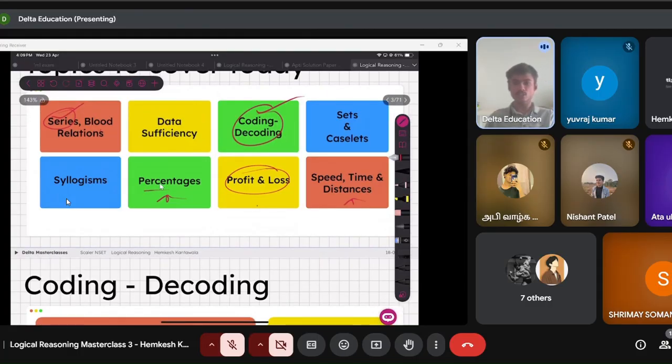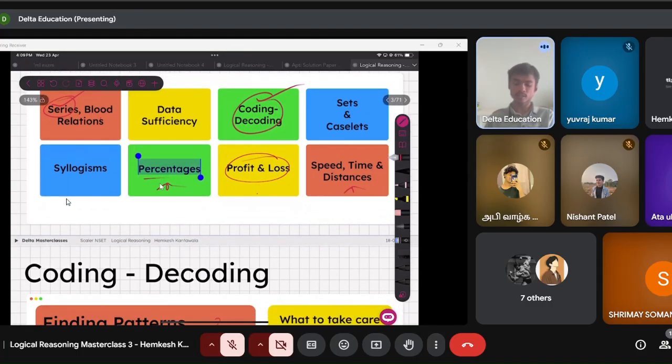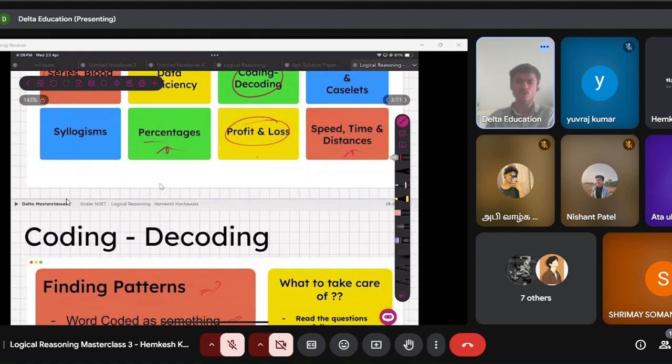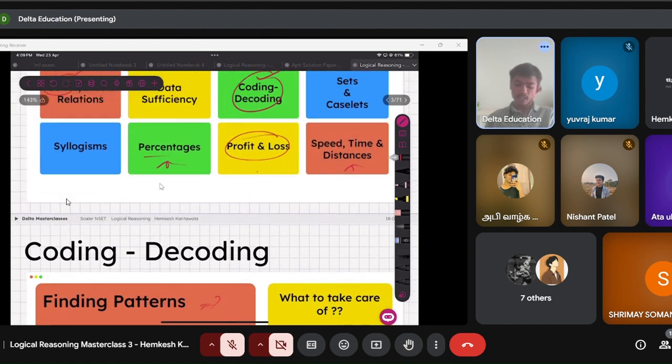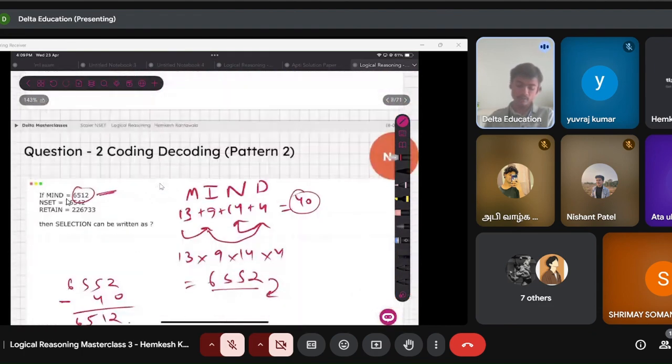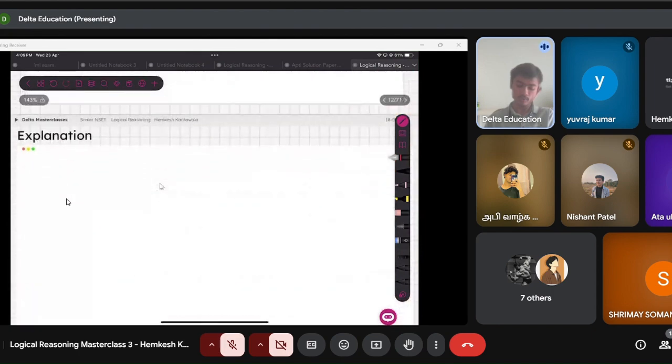So percentages, topic, and speed and time are the least important. It means there can be cases where questions come from these topics. I have only taken one question from each. Coding-decoding we have already covered in the last class, where we covered three different questions.